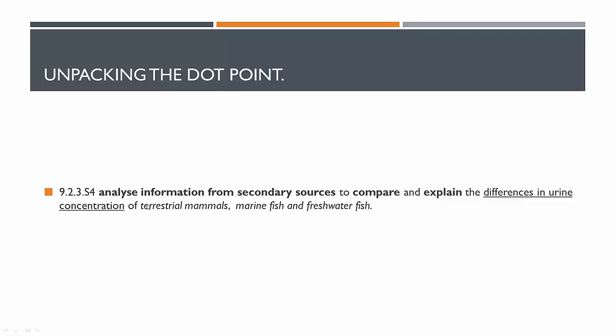Unpacking our dot point, we've got to look at our verbs. Our verbs are analyse, so this is make some critical assessments of information in order to determine their usefulness. Compare and explain. Comparing generally needs to have some sort of table produced, and explaining requires a cause and effect, or the purpose of something, a purpose of a feature. And we're looking at the differences of urine concentration in these three different types of animals.